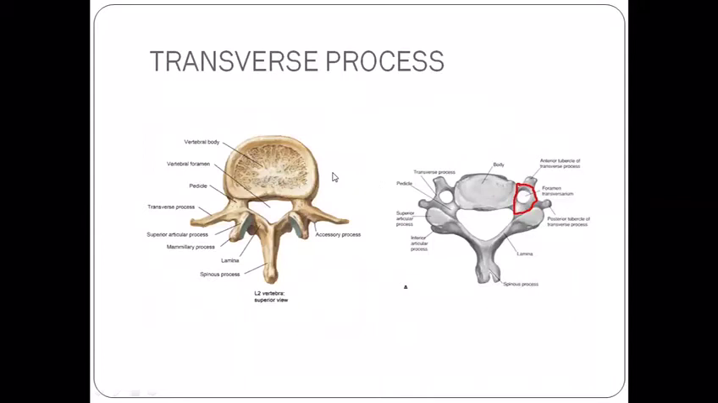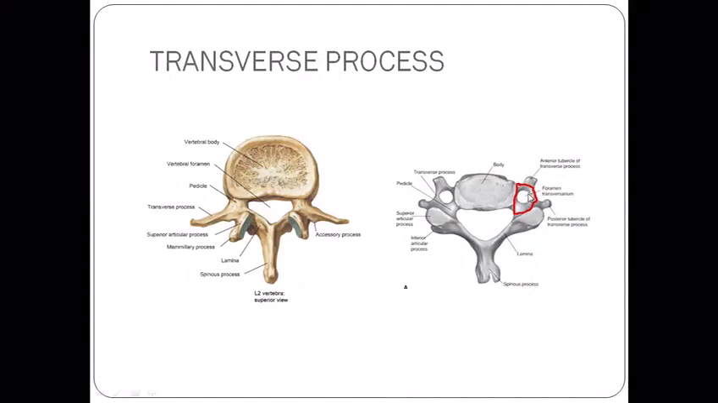Next is the transverse process. The transverse process projects laterally from the junction between the pedicle and the lamina. In the cervical vertebra, the transverse process has a foramen. That's the identification feature of the cervical vertebra, and that foramen is known as the foramen transversarium. If you see the transverse process, it passes forwards and laterally. It's a short bar of bone which passes forwards and laterally, and it bears the foramen transversarium.